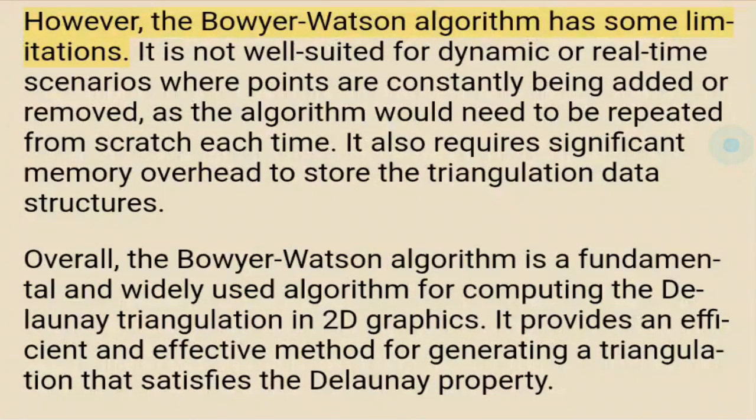However, the Bowyer-Watson algorithm has some limitations. It is not well suited for dynamic or real-time scenarios where points are constantly being added or removed, as the algorithm would need to be repeated from scratch each time. It also requires significant memory overhead to store the triangulation data structures. Overall, the Bowyer-Watson algorithm is a fundamental and widely used algorithm for computing the Delaunay triangulation in 2D graphics. It provides an efficient and effective method for generating a triangulation that satisfies the Delaunay property.